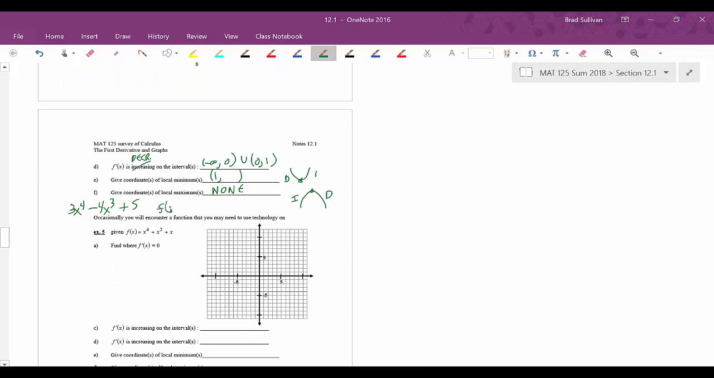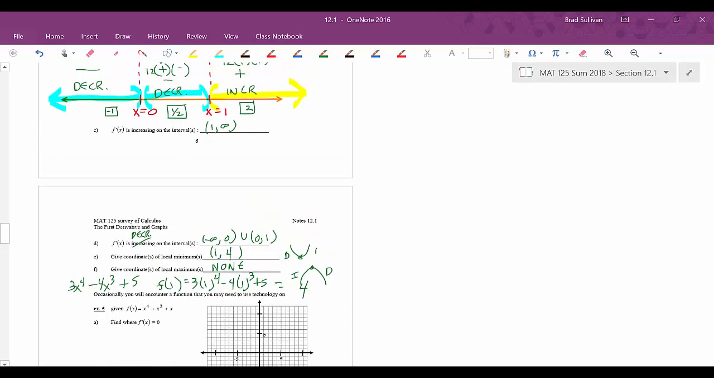So if we do f of 1, that will be 3 times 1 to the fourth minus 4 times 1 to the third plus 5. You can do that in your head. That's 3 minus 4, negative 1, plus 5 would be a 4. So you'd end up having (1, 4). Okay? All right, so that should give you the results.